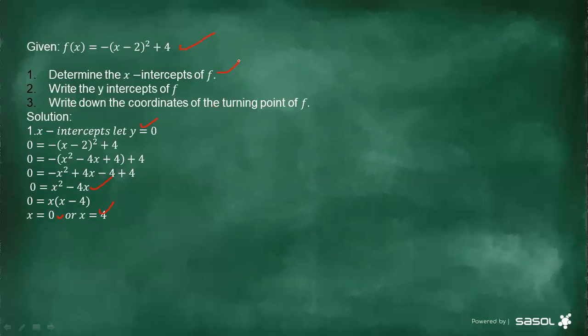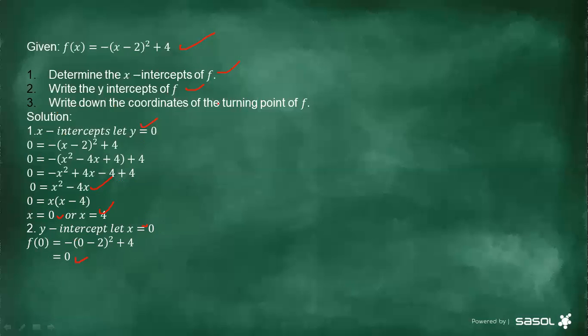And then we go to write the y-intercept. If you want the y-intercept, you let x be 0. Where you see x, you're going to be substituting with 0. And then press your calculator, the y-intercept is 0.